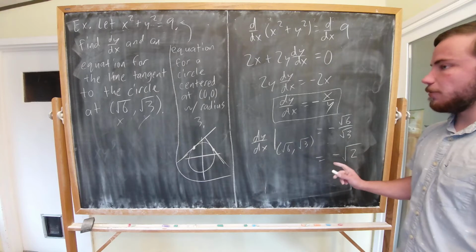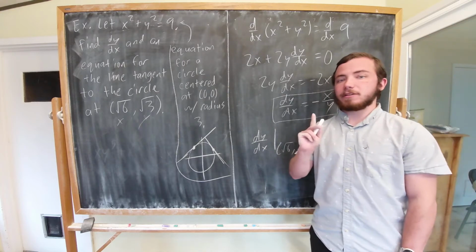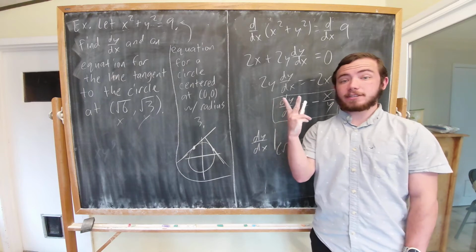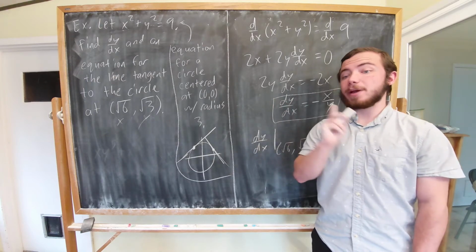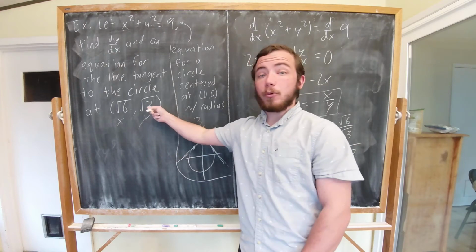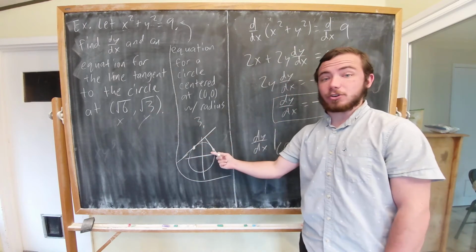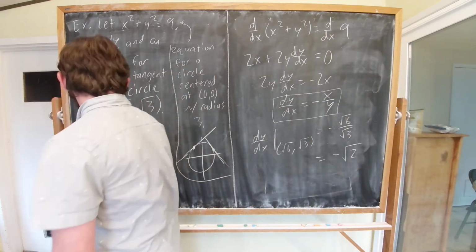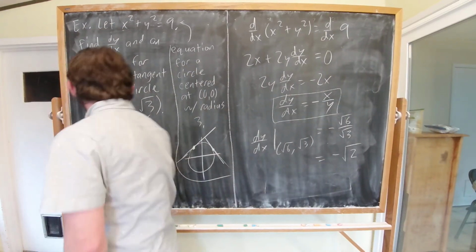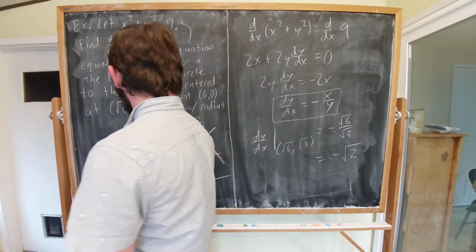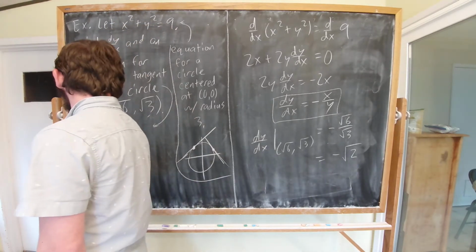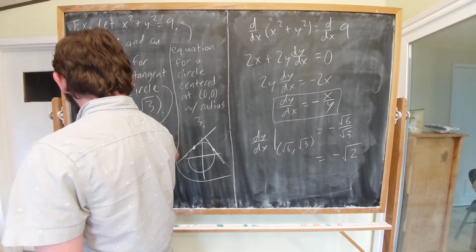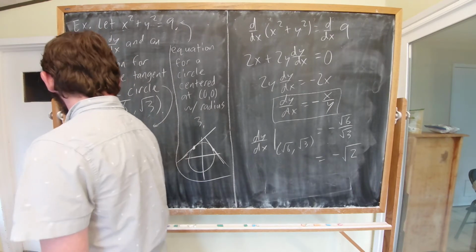Alright, so that's our slope, but we need one more piece of information to find a line, right? You need either 2 points on the line, or a slope and a point. We have a point on the line, since we know it hits the circle there, and we have our slope, so we have enough to find our line. The line's equation is going to be by point-slope form, which hopefully you remember from a pre-calculus class.